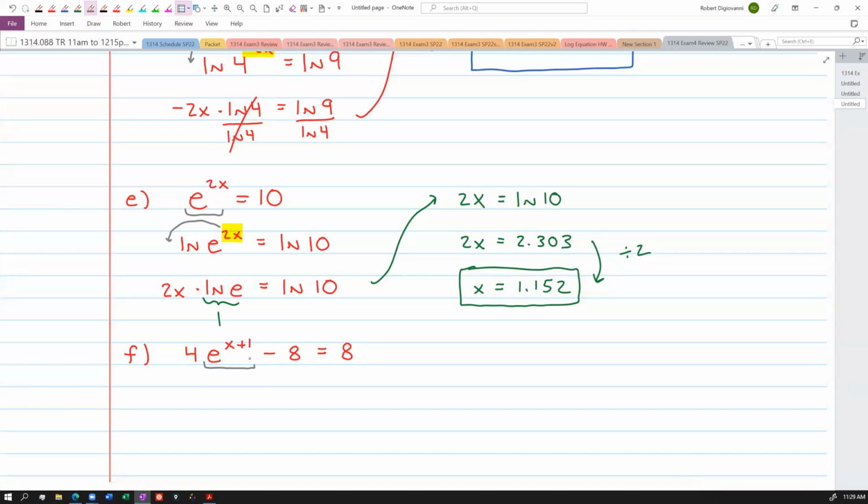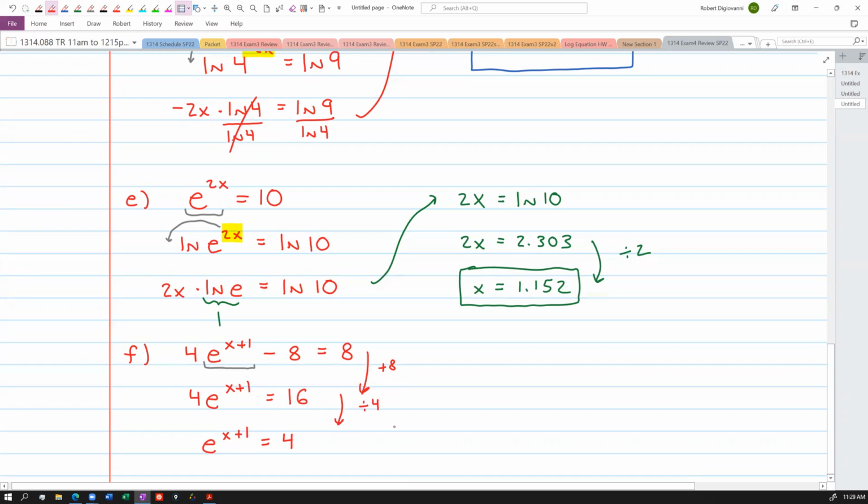So what we're going to do is we're going to first take the -8 and move it to the other side, right? And once we do that, we will divide both sides by 4, and that should isolate that. So first step, add 8 to both sides. That should give you 16. Now divide both sides by 4. Okay. So from here to here, all I did was add 8 on both sides of the equation. Now I'm going to have e to the x plus 1 equals 4. All I did from here to here was divide both sides by 4.